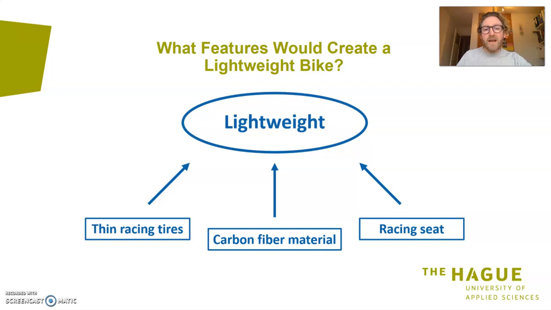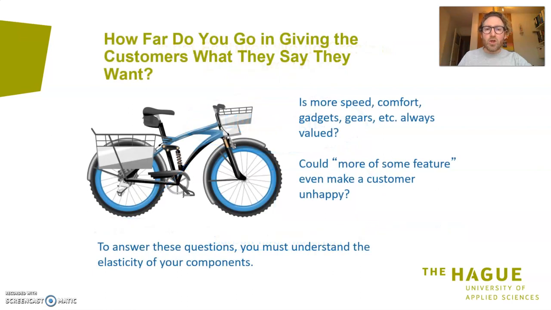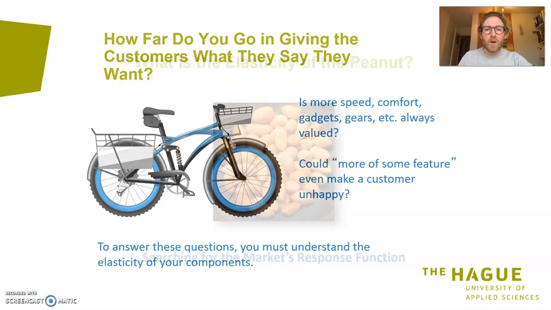But probably your customers have a lot of wants. So how far will you go? So this doesn't look like a speed bike to me. So is more speed, comfort, gadgets always valued? No, because speed and comfort, of course, are in conflict with weight. So more features do not necessarily make your customer more happy. You need to understand the elasticity of your components. Elasticity is a complex matter and there are different scenarios. But let's have a look at the next one.